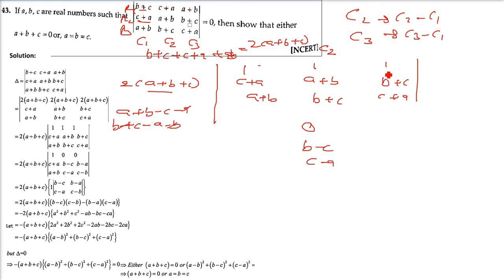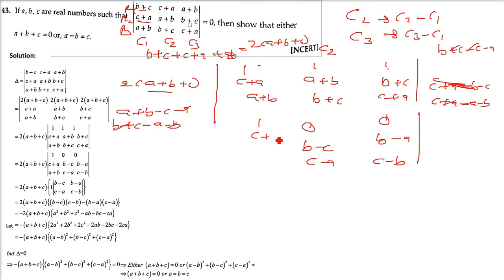Now coming to this one. 1 minus 1 is 0, b plus c minus c minus a, so c gets cancelled, you get b minus a. C plus a minus b, so c gets cancelled, you get a minus b. So you get c minus b. The first column was already there, 1 c plus a plus b.